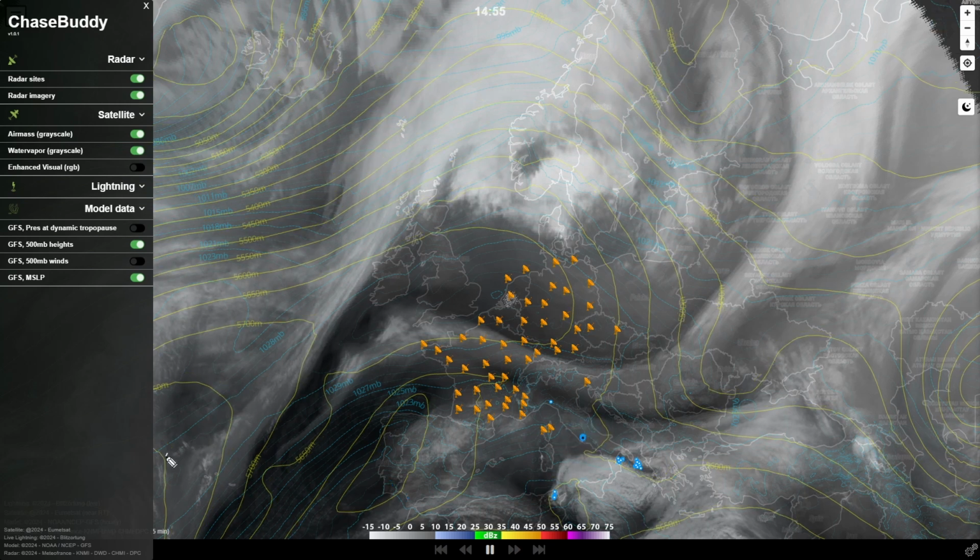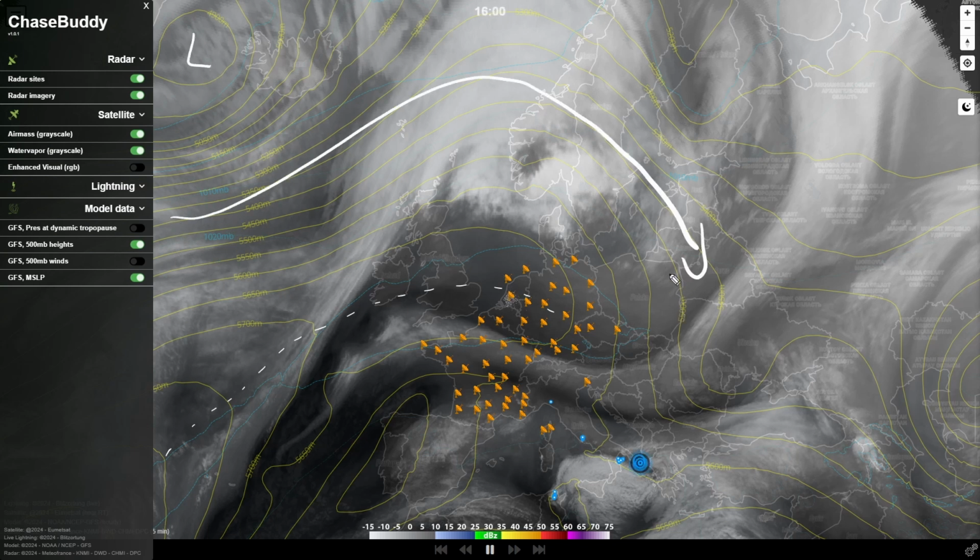As you can see here, you have a ridge with the ridge axis situated like this. Why is that ridge here? Well, there's an upper level low here, and there's a long jet streak moving like this, creating an anticyclonic circulation, leading to a ridge buildup or the extension of the ridge here over Central West Europe.